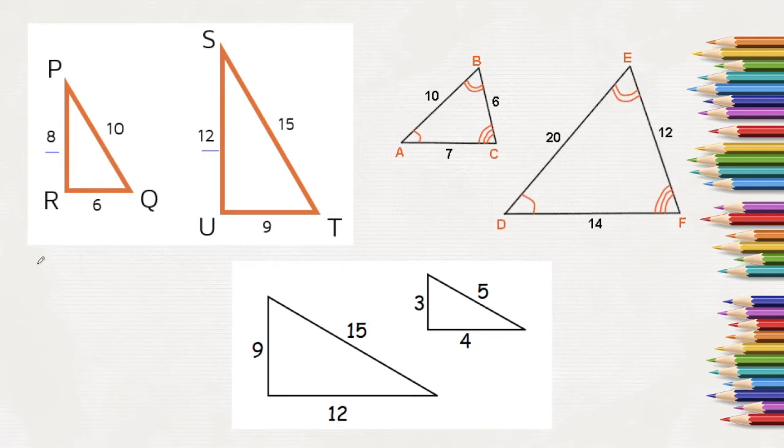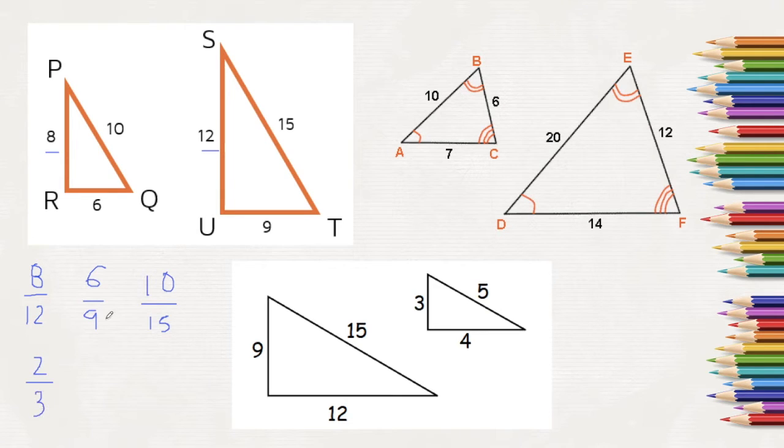So 8 and 12, 6 and 9, 10 and 15. Are their ratios the same? 8 divided by 12, 6 divided by 9, 10 divided by 15. 8 and 12 can both be divided by 4. 8 divided by 4 is 2. 12 divided by 4 is 3, so 2 over 3.